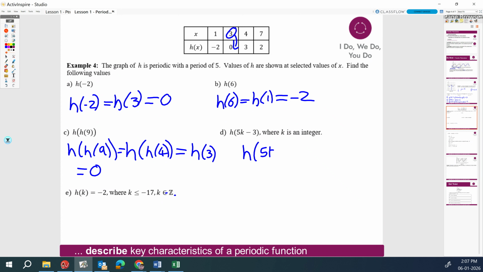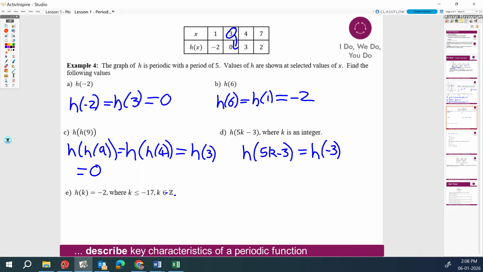So this is a generalization of the concept. Our period is 5. So 5k, doesn't matter what k is, it's a multiple of our period. So no matter what it is, we can just remove it. This is our basic idea: you can always remove multiples of the period from the number, and it simplifies it down.